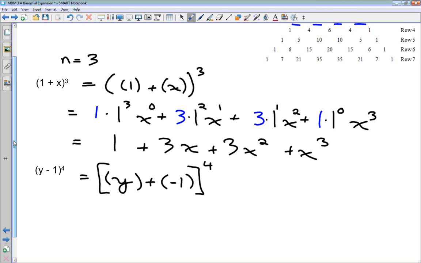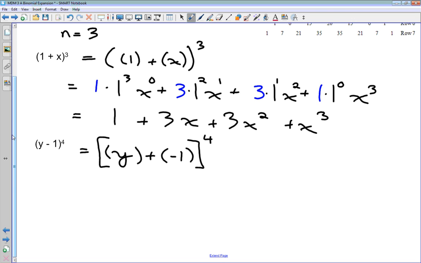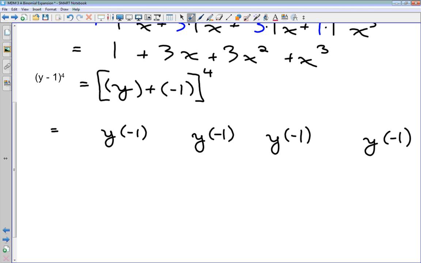N is 4, so we're looking at row 4 in Pascal's triangle here. We got 1, 2, 3, 4, 5 terms. Each of these terms is going to have a y and a negative 1 in it. So we'll have a y and a negative 1, a y, a negative 1, a y, a negative 1, y, a negative 1. I didn't space that out very well, so I'm going to go down to another line here, y and negative 1. And all of these are going to be added together. I'll put a plus sign out here.